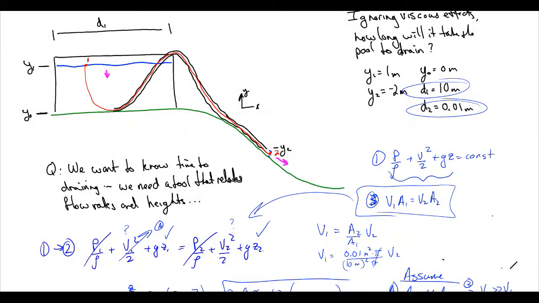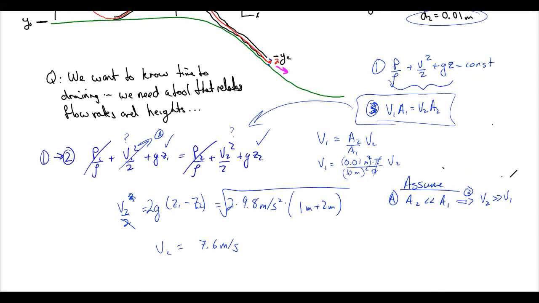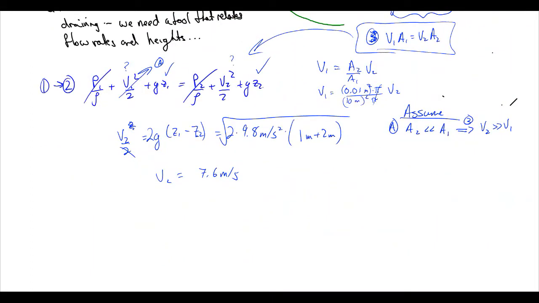And actually here now you should be able to see why our assumption is actually quite good. We have 0.01 squared, which is 0.0001, and we have 10 squared, which is 100. So V1 is smaller than V2 by a factor of 10 to the 5th or so. Much, much smaller. So this is actually quite a good assumption. We could plug that into this equation and do a lot of algebra, but instead we're going to cancel it out.